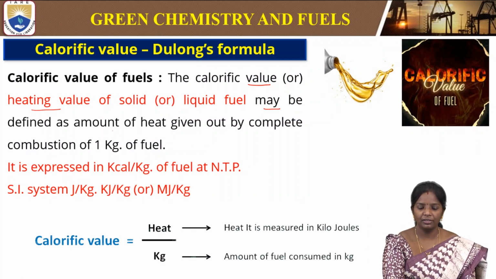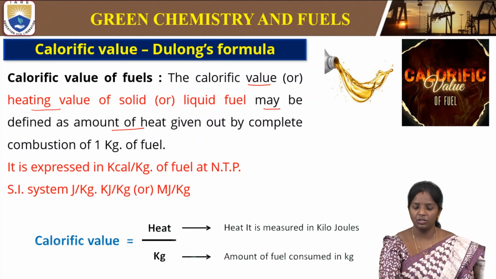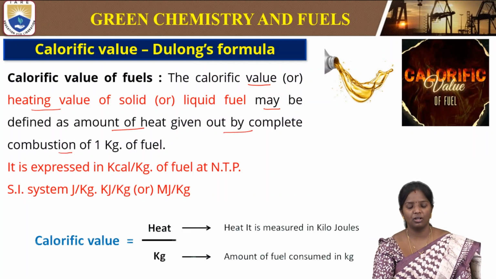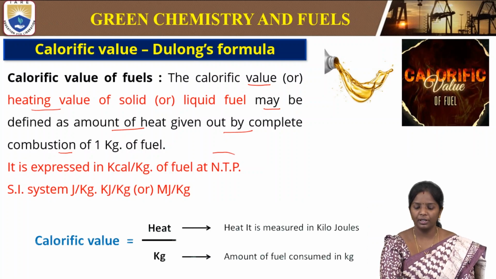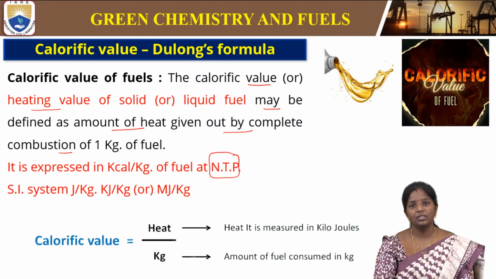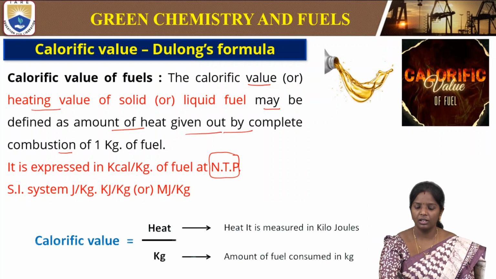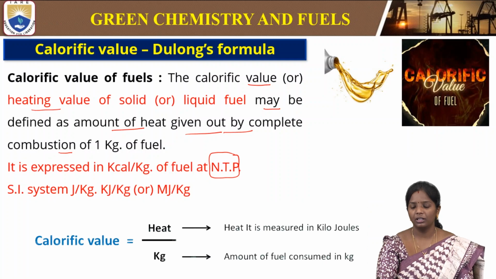That is defined as the amount of heat given out by complete combustion of 1 kg of fuel at normal temperature and pressure conditions. So this fuel has the capability of combustion. Only upon combustion we get energy in the form of heat, or energy that can be used for any of the automobiles. So it is the amount of heat given out by complete combustion. Complete combustion has to take place to give heat.